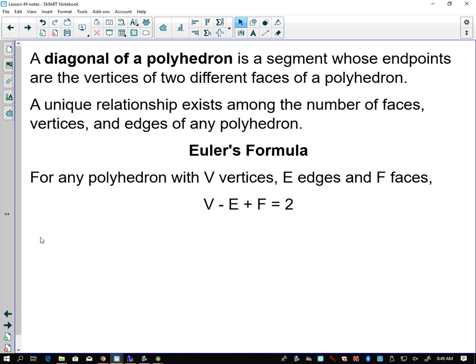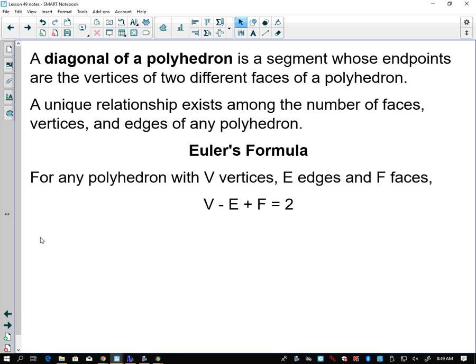Okay? But it involves doing the Pythagorean theorem twice. Okay? We also see that there's a unique relationship that exists between the number of faces, the vertices, and the edges of any polyhedron, and this is what we're going to work with mostly today, which is how to find, in a more complex solid, how many edges it has if we know how many vertices it has and how many faces it has?